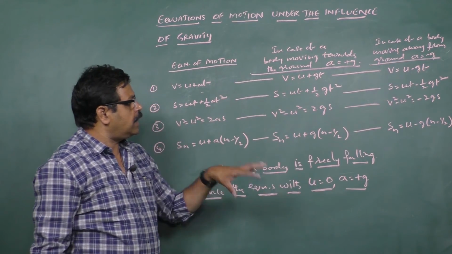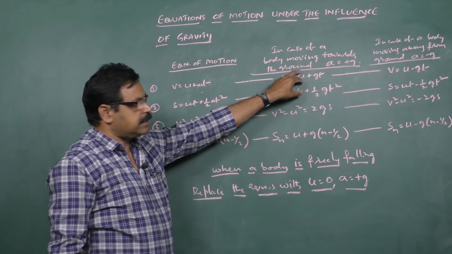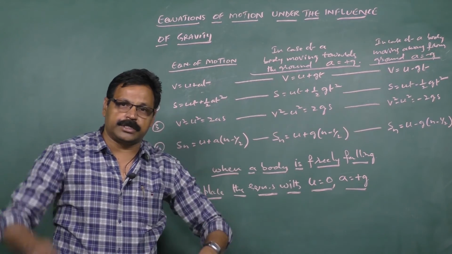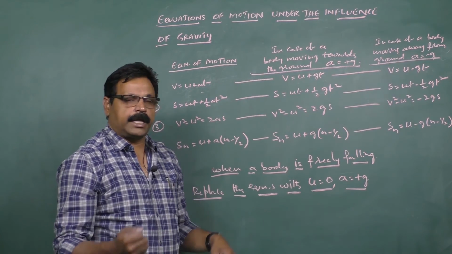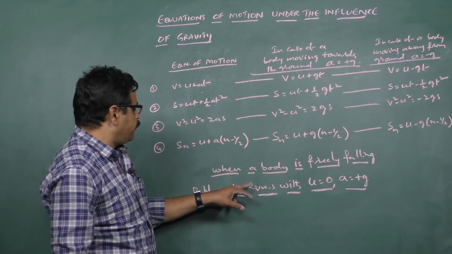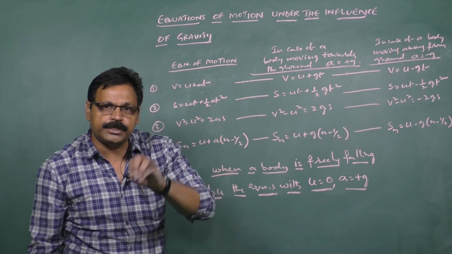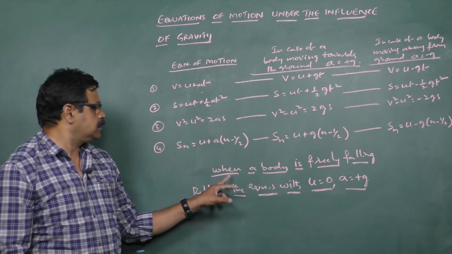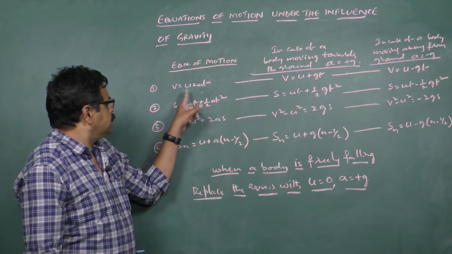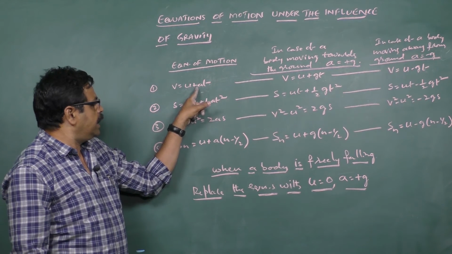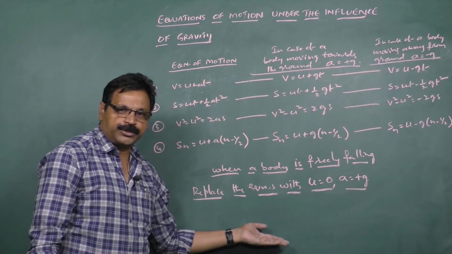Now, you can also see the other case. In case of a body moving towards the ground, it has some initial velocity, that means I am just throwing it like this. And freely falling means I am dropping it like this. When I drop it, the initial velocity is 0. In that case, when a body is freely falling, you can take u as 0 and a as plus g, and substitute whatever you get.